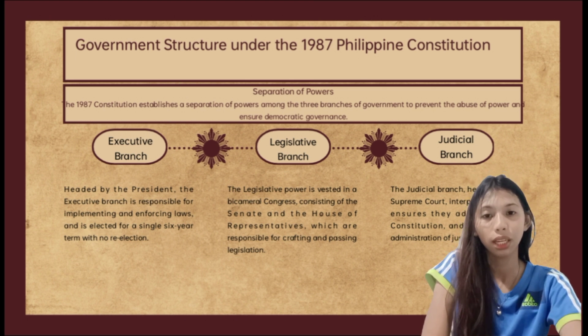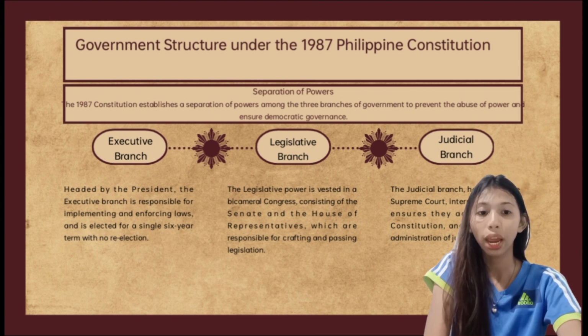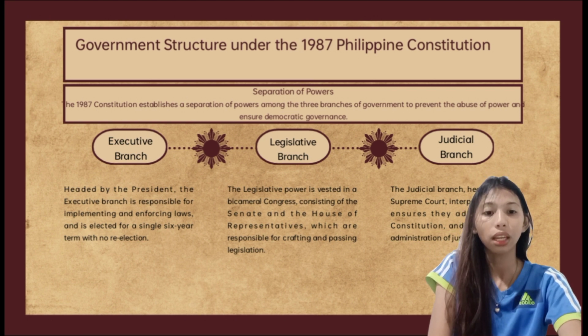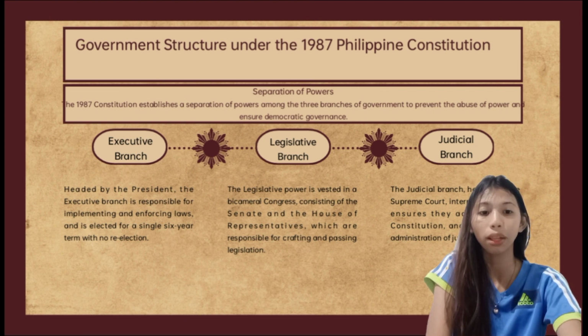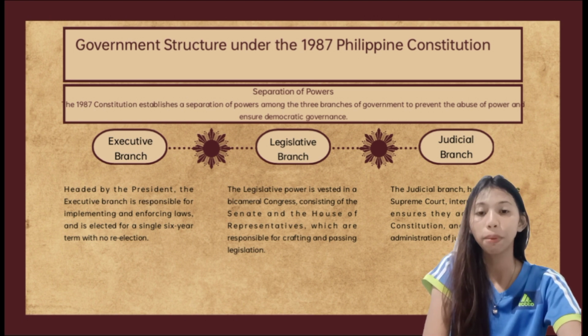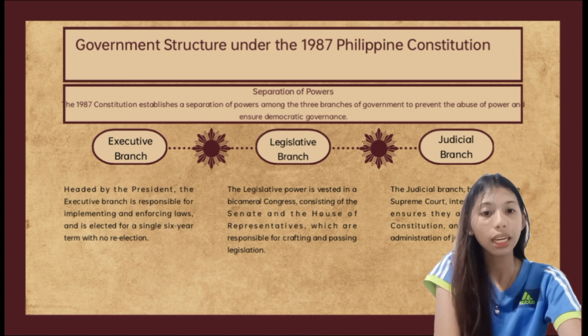The executive branch is responsible for implementing and enforcing laws. It is headed by the president, who is both the head of state and the head of government. The president is elected by the people and serves as commander-in-chief of the armed forces. The executive branch also includes the vice president and the cabinet, who assist the president in making decisions and implementing policies. The second branch is the legislative branch.